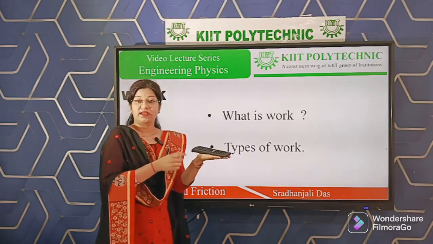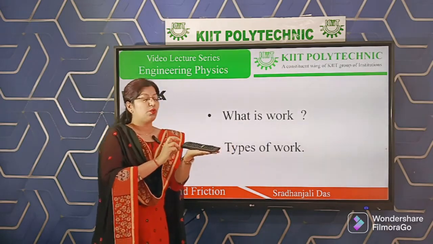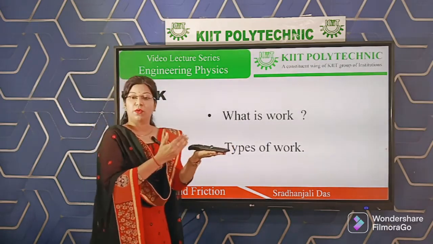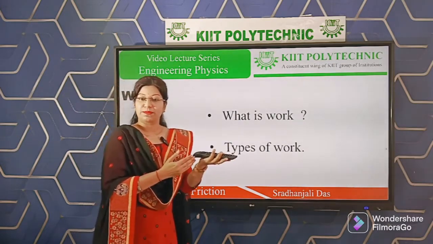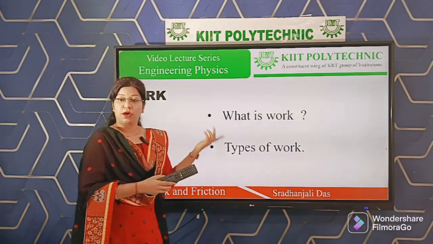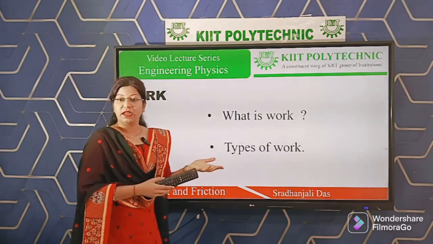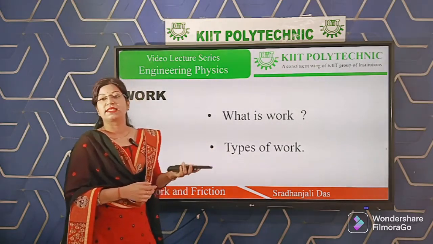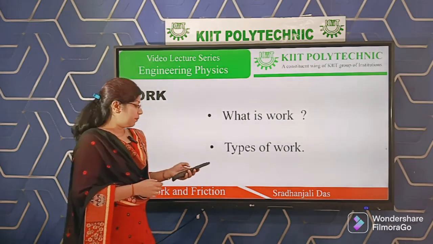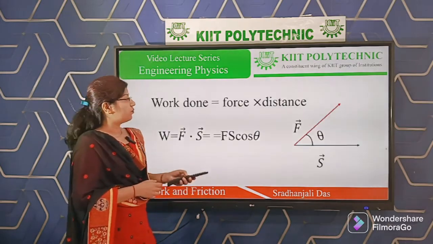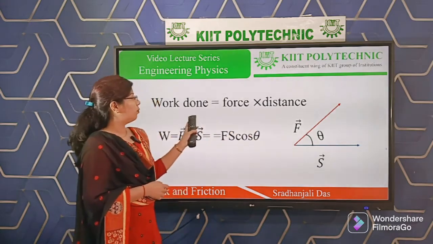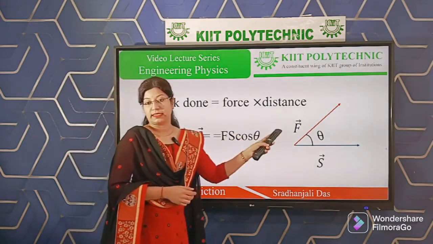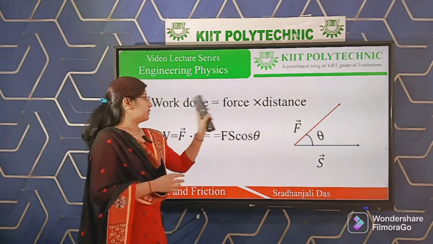So what is the exact definition of work done? When some force is applied on a body and the body displaces through a certain displacement and the force has a component along the displacement, then we say that work is done. Mathematically, we can also represent work as force into distance. That is, W is equal to Fs, force into distance.